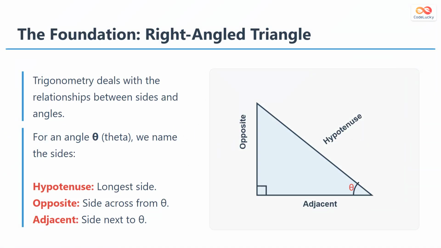To start, let's revisit the foundation of trigonometry, the right-angled triangle. For any given angle theta, the sides of the triangle are named based on their position. The hypotenuse is the longest side. The opposite side is directly across from the angle, and the adjacent side is the one next to it.